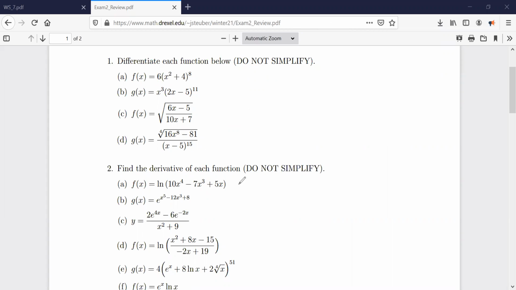So this one is again a chain rule. It's probably the easiest way to do it. You can also split this up using logs, but I think the easiest way is just to do it as a chain rule. In that case, it goes to 40x cubed minus 21x squared plus 5, all over 10x to the 4th minus 7x cubed plus 5x.